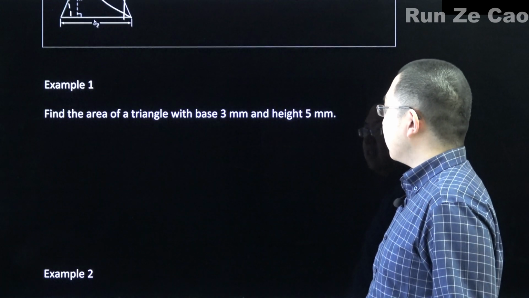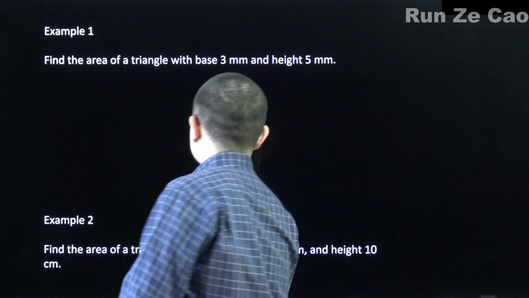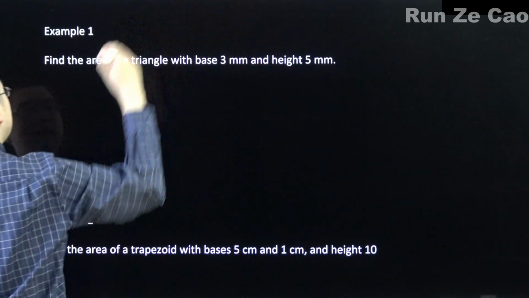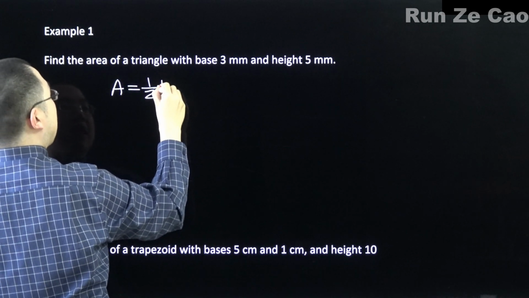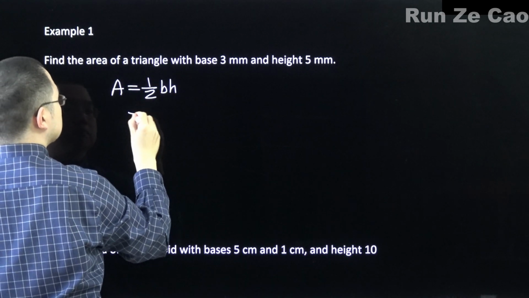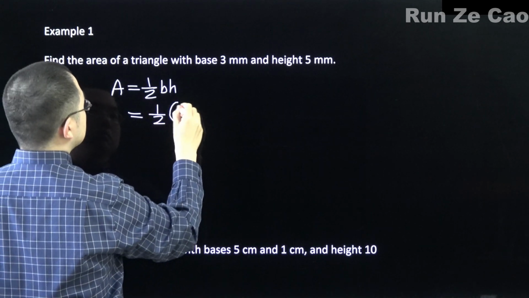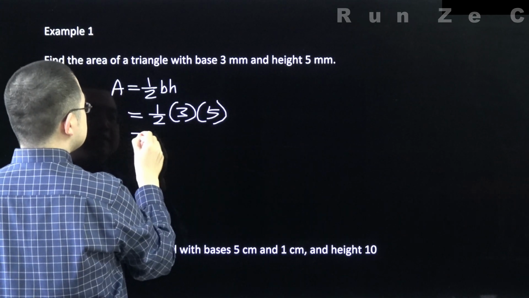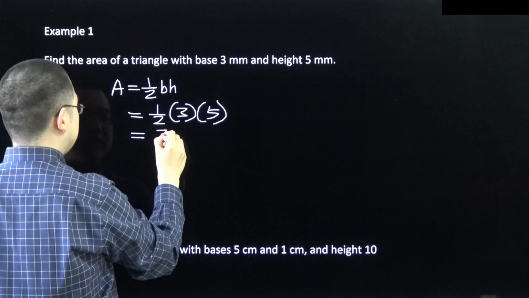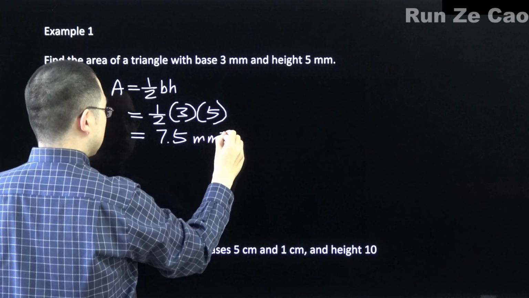So let's find the area of a triangle with base 3 millimeters and height 5 millimeters. Okay, area is equal to 1/2 base times height. So 1/2 times 3 millimeters times 5 millimeters. This is going to be 7.5 millimeters squared.